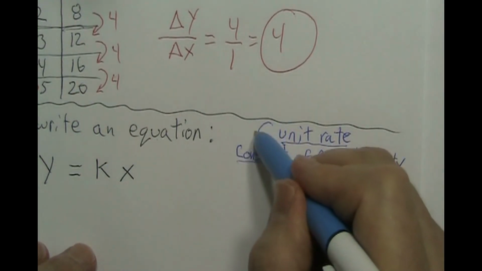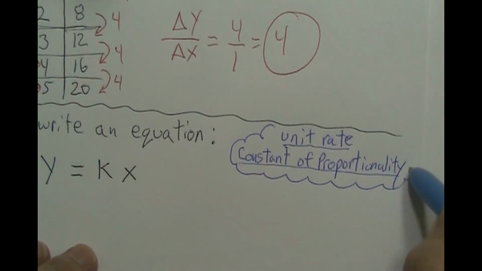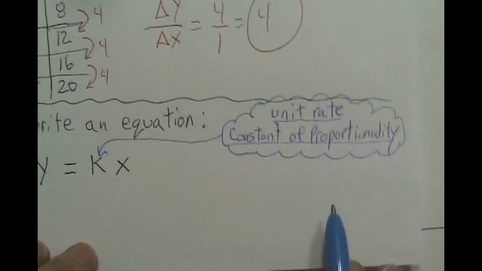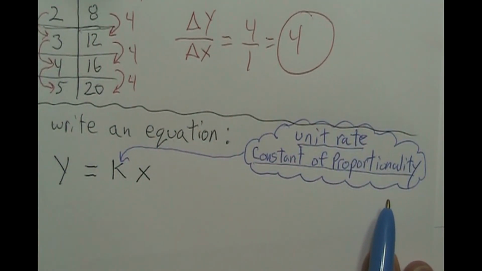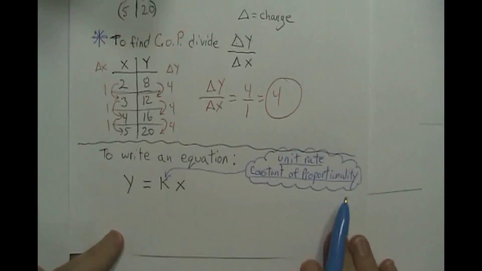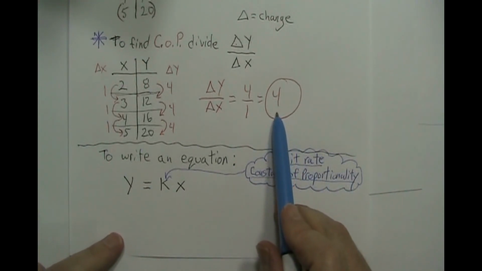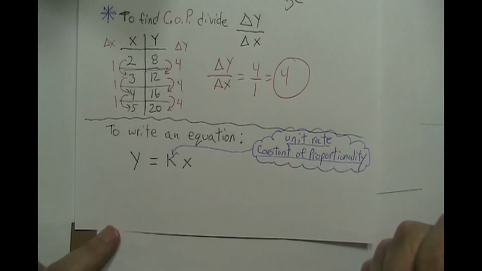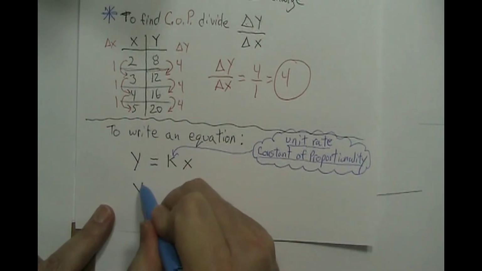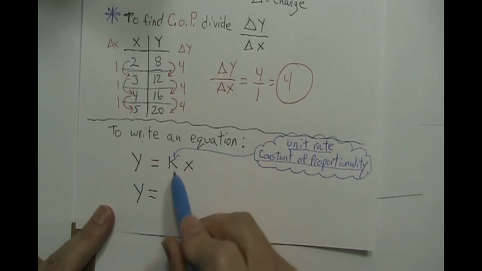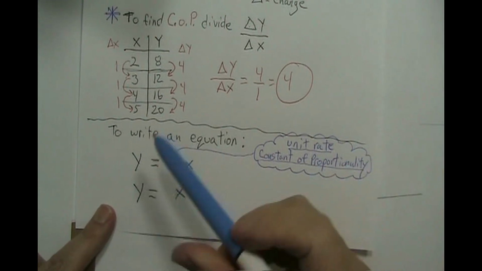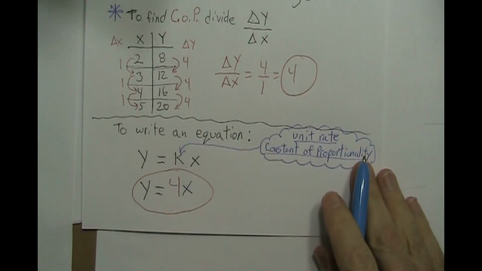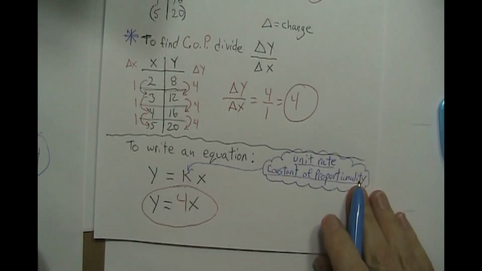Unit rate, constant of proportionality, whatever that number is goes right there. So looking above, that number was 4, wasn't it? The constant of proportionality, the unit rate, was 4. So in our equation we would say y equals 4x. That is the equation for the data that's above.